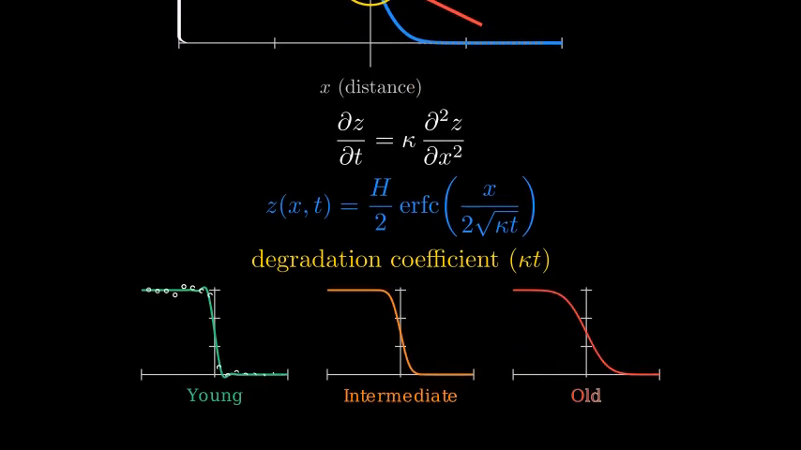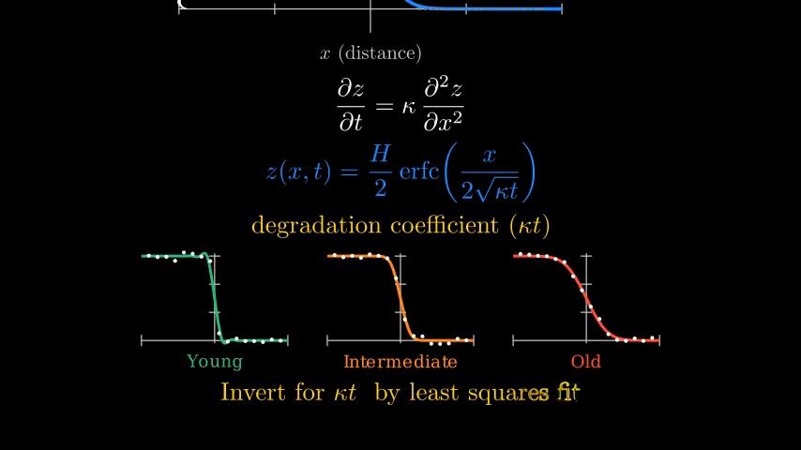How do we turn shape into age? We fit a model to measured profiles, collect several perpendicular profiles across a scarp, then invert for kappa t. We'll show 3 profiles with different amounts of rounding, labeled young, intermediate, and old. The best fit chooses the kappa times t that matches the observed shape.